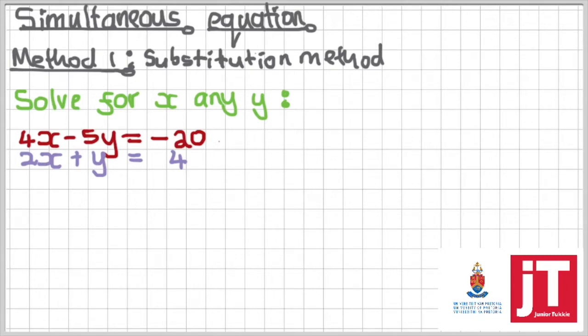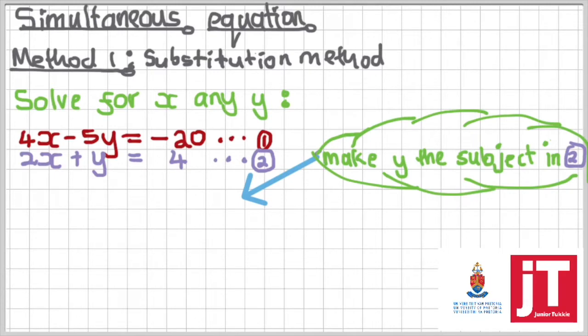So the first thing that you need to do is to label your equations. Label them equation 1 and equation 2 respectively. I'm going to opt to work from equation number 2, and I'm going to make y the subject of the formula in equation number 2, the one in purple. If I do that correctly, I should get y is equal to 4 minus 2x, which is still the same equation number 2. Thereafter, the substitution method comes in.